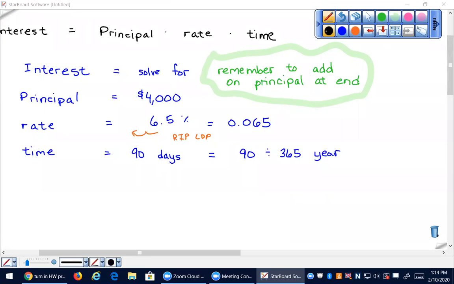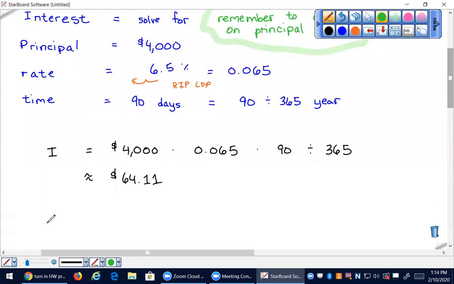Oh, it's like that one. Oh, we do the whole thing. Just like the first one. Okay, so what do we have? 4,000 times 0.065 times 90 divided by 365. So the interest is 64.11.